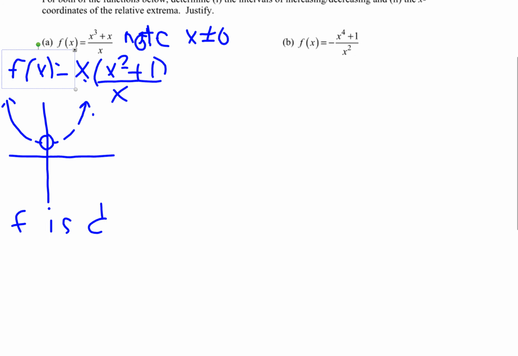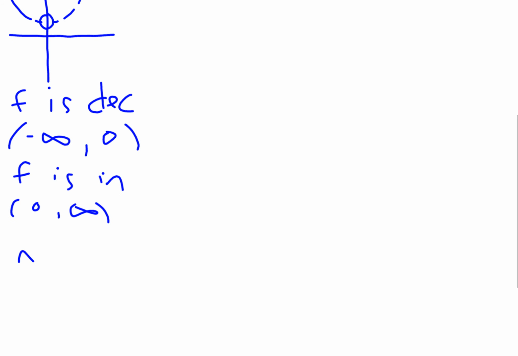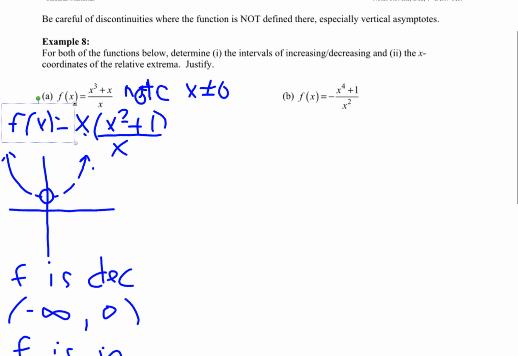So f is decreasing on the interval from negative infinity all the way up to 0. F is increasing from 0 to infinity. And then to answer the bottom part, there are no relative extreme values. We would have 1 at x equals 0 if it were a point, but we don't have any point there, so we can't have it. Okay, we're going to do something similar here. We're going to note that x cannot equal 0.